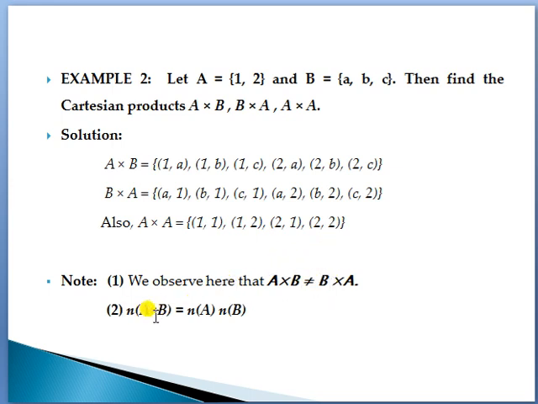And the number of elements in A cross B is 1, 2, 3, 4, 5, 6, right? This is equal to the number of elements in A, which is 2 here, 1 and 2, and the number of elements in B, which is 3. So 2 into 3, 6. So the number of elements in the Cartesian product of two sets is equal to the product of the number of elements in the individual sets.